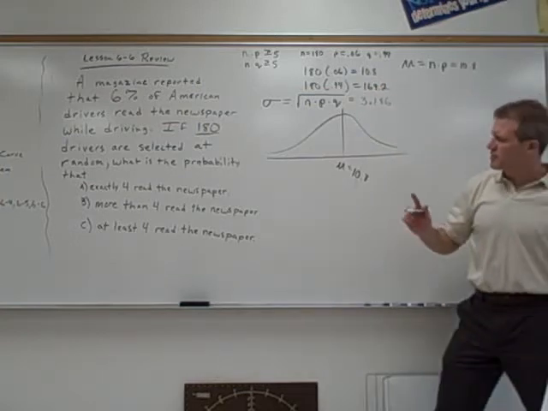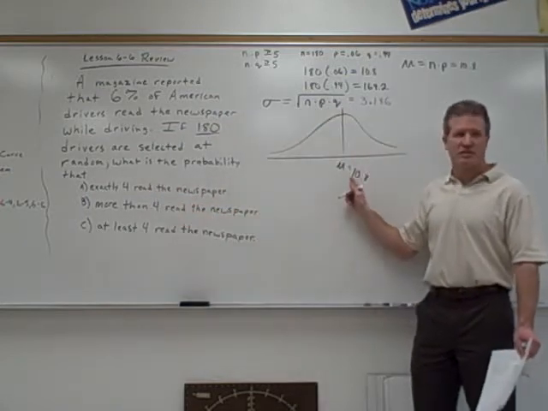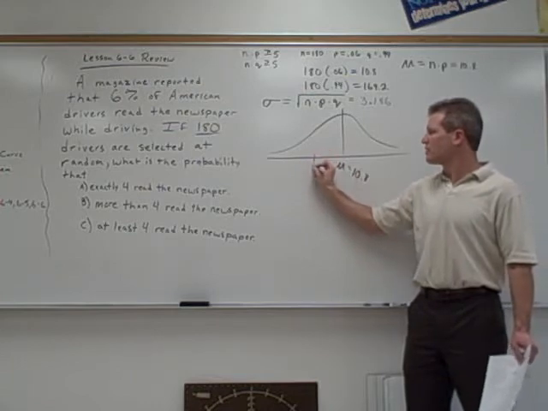All right, the first question. What's the probability that exactly 4 read the newspaper? So 4 is going to be less than 10.8, so you go down here to the left somewhere. There's 4.